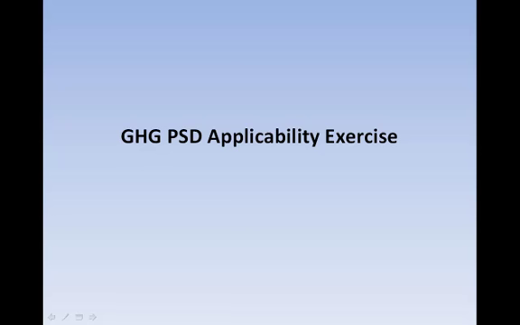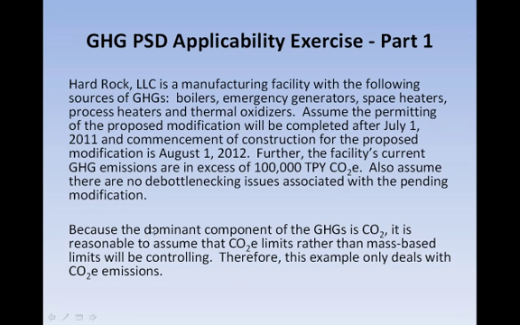We will now carry out a greenhouse gas applicability exercise in which you will determine whether PSD applies to an example source. In this example, Hard Rock is an existing manufacturing facility with the following emission sources of greenhouse gases: boilers, emergency generators, space heaters, process heaters, and thermal oxidizers.